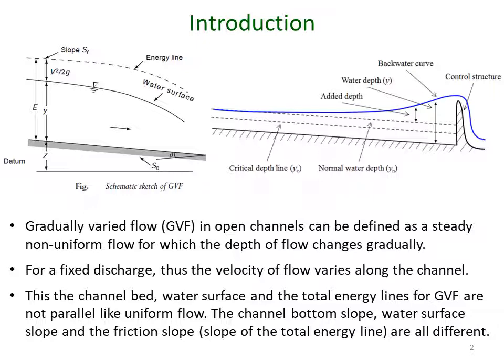In the last few lectures, we have discussed uniform flow, and we know that uniform flow is a sort of open channel flow in which the flow properties, especially the flow depth, remain constant throughout the course of the flow. So that's why it's termed uniform flow. Now, gradually varied flow in open channels is, of course, a non-uniform flow, and it can be defined as a steady non-uniform flow for which the depth of flow changes gradually. The name itself is self-explanatory.